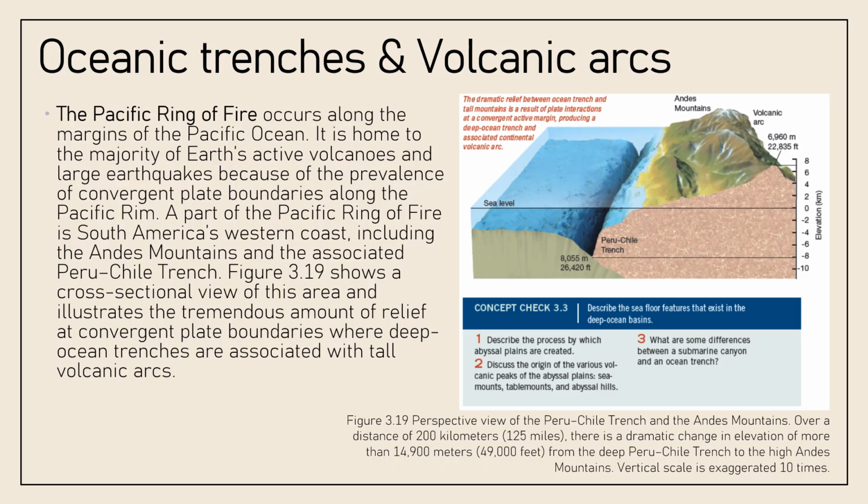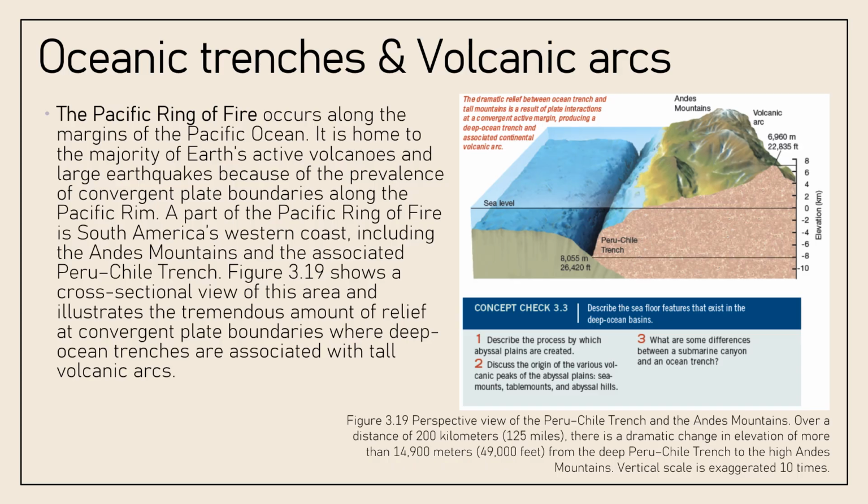So this is a perspective view of the Peru-Chile Trench and the Andes mountain. The Pacific Ring of Fire occurs along the margins of the Pacific Ocean. It is home to the majority of the Earth's active volcanoes and large earthquakes because of the prevalence of convergent plate boundaries along the Pacific Ring. A part of the Pacific Ring of Fire is South America's western coast, including the Andes Mountains and the associated Peru-Chile Trench. So this figure gives you a perspective of the Peru-Chile Trench.